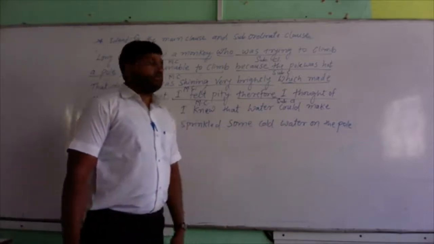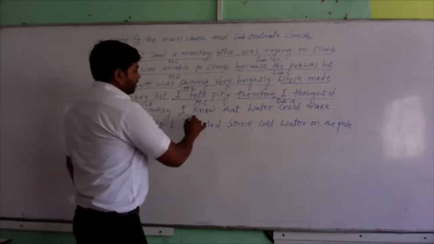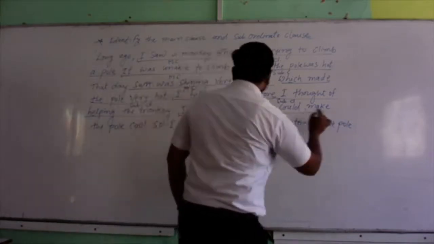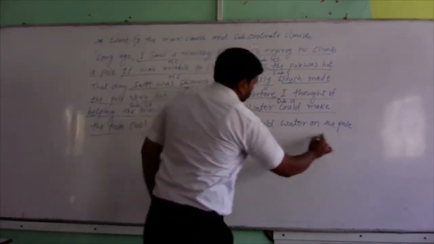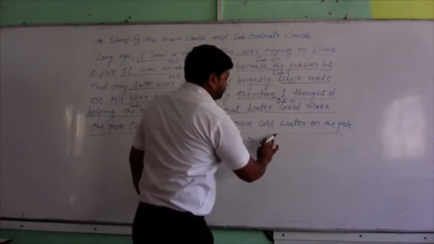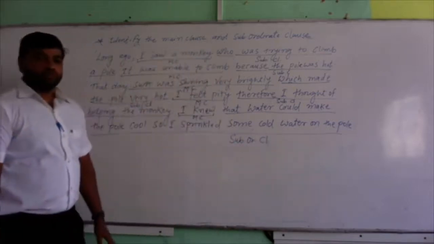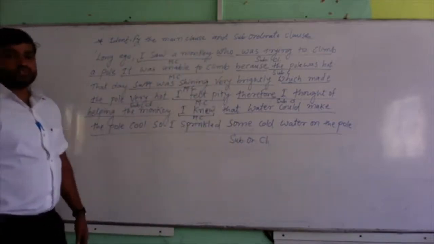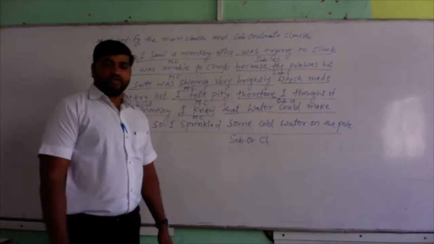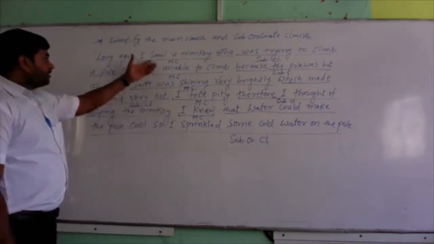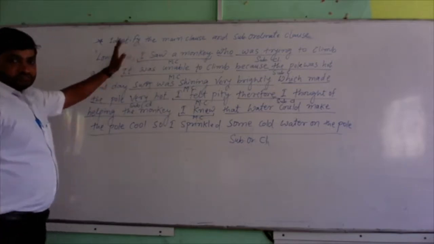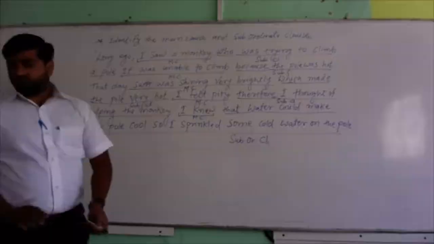some cold water on the pool. So I need, again it's a main clause or principal clause, and the rest part of the sentence is subordinate. This is subordinate clause. So I hope you understood how to identify the subordinate clause and the main clause. So in this story, we identify or classify the main clause and the subordinate clause.